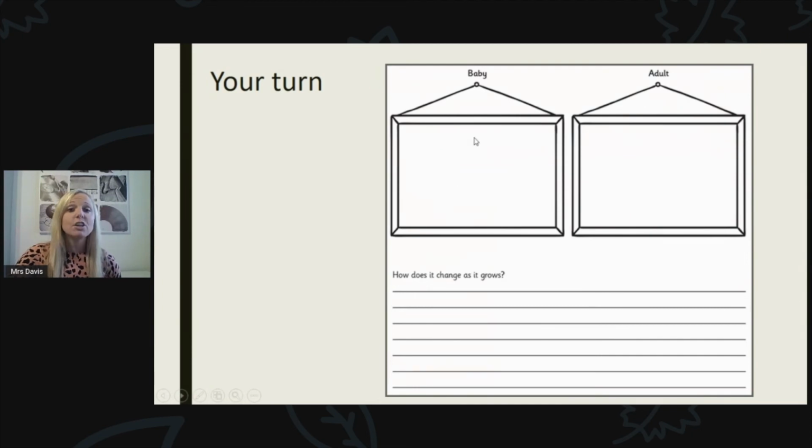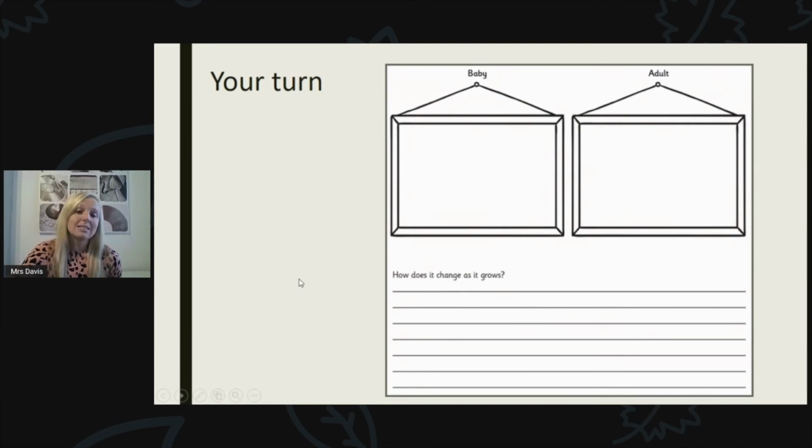So if I was doing, I might do my favorite animal, my elephant. I draw an elephant calf here, which looks like an elephant, just a smaller version, not as strong. And then I draw an adult elephant here. And then I'd like you to write a little explanation about how it changes as it grows. So I would talk about how an elephant changes because it gets fed with milk by its mother and it grows bigger and stronger.